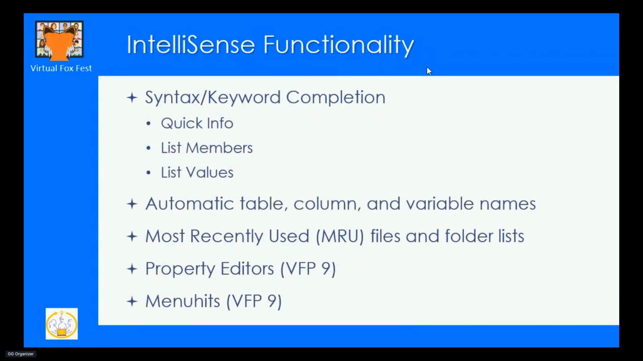All right, so IntelliSense functionality. We've got the syntax keyword completion. We've got quick info, list members, which is a drop-down list of properties, events, and methods within a class. We have list values that give you some values that are available for a particular property or properties. You have automatic table, column, and variable names. You have most recently used lists for files and folders. You have property editors and menu hits, which were both introduced in Visual FoxPro 9. And let's take some examples of that.